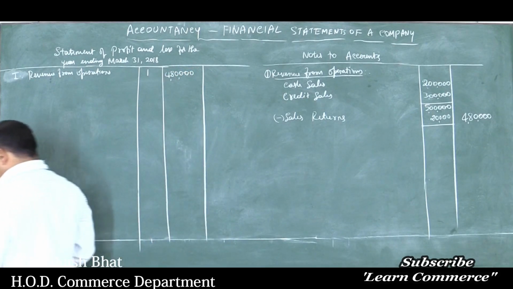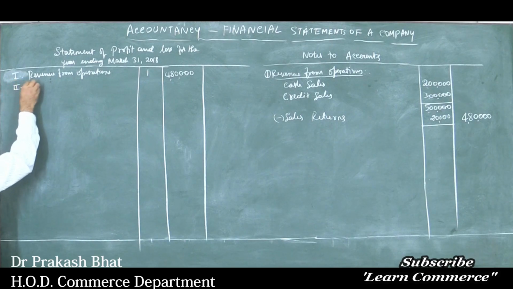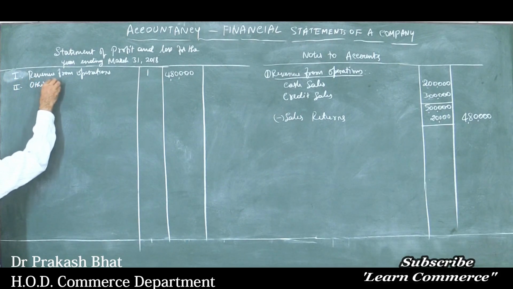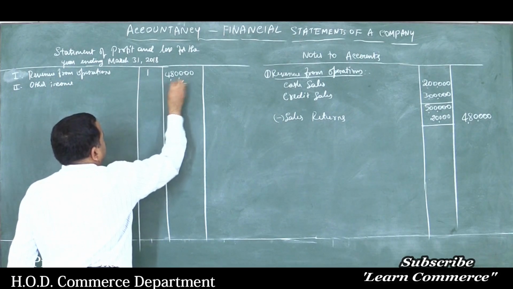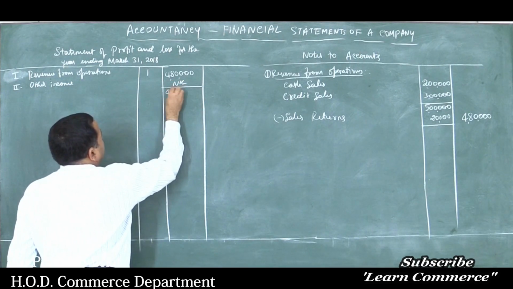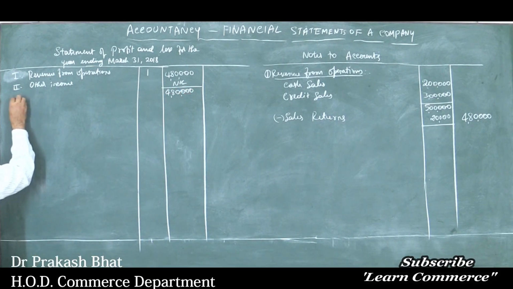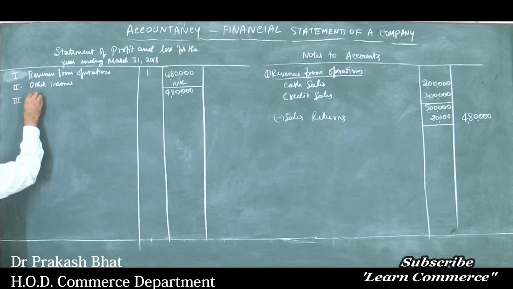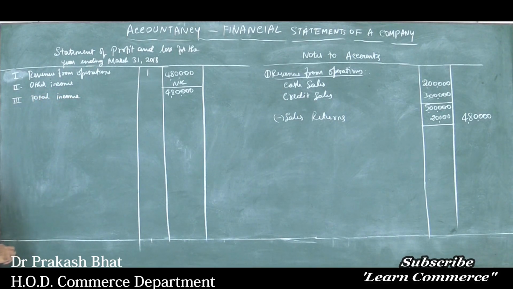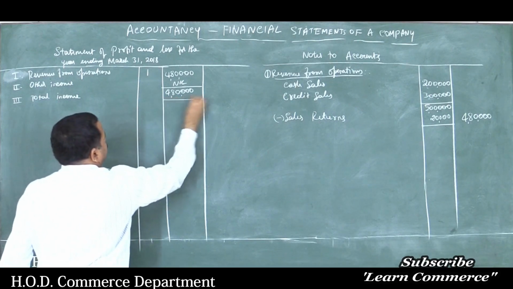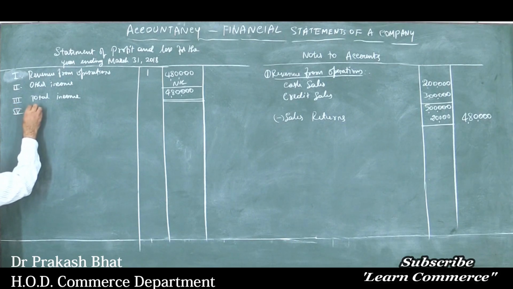Now, Roman 2, isn't it? Other income. Are there any other income? No. So, nil. Write the total, 4,80,000 again. That is called total income. Total income. Now, let us move on towards the expenses side.